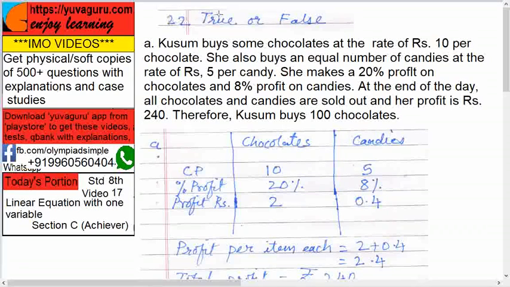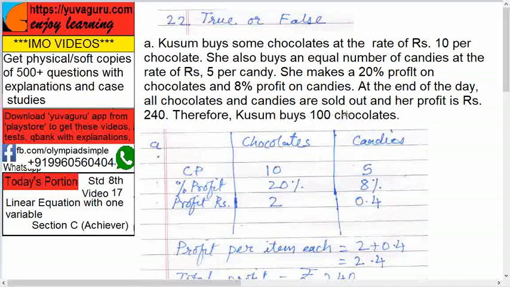Next, state true or false. Again there are 4 to 5 questions. So first is, Kusum buys some chocolates at a rate of rupees 10 per chocolate. She also buys an equal number of candies at a rate of rupees 5 per candy. She makes a profit of 20% on chocolates and 8% profit on candies. At the end of the day, all chocolates and candies are sold out and her profit is rupees 240.